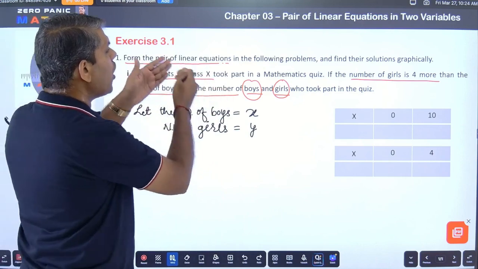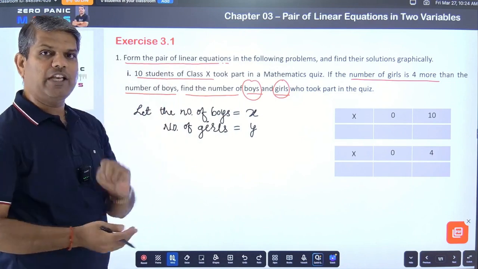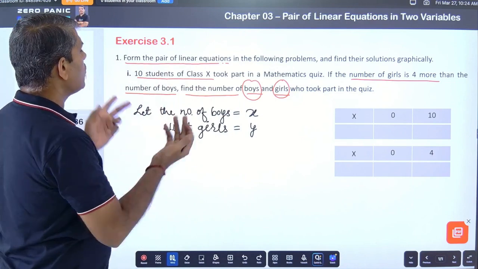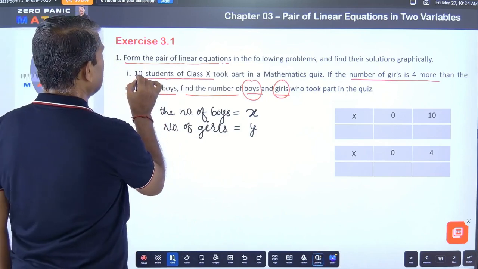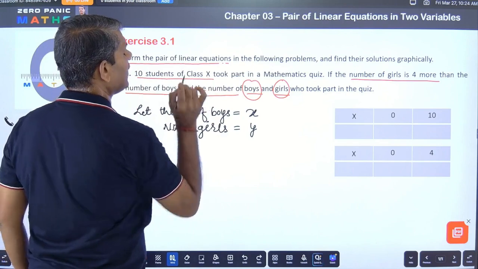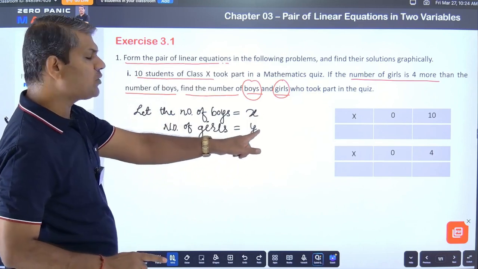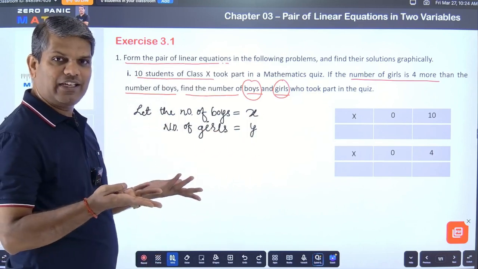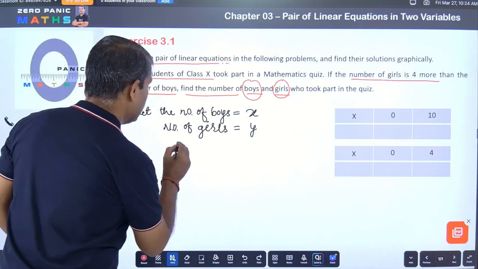Now out of the given input, we have to frame a pair of linear equations first. So what are the two linear equations? First information, 10 students of class 10, totally 10 students. So x plus y is equal to 10. I can take it as the first linear equation.